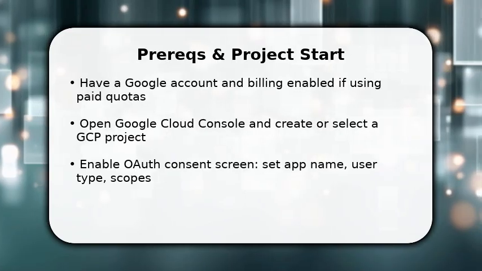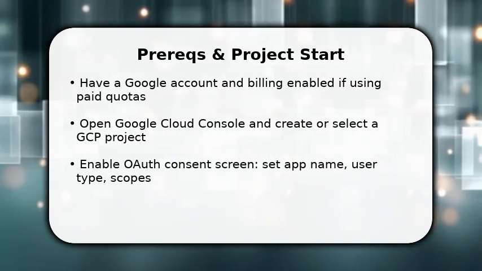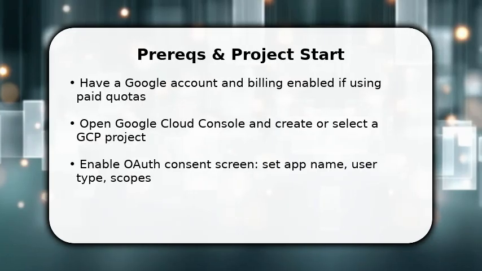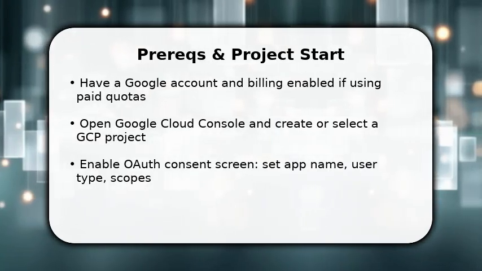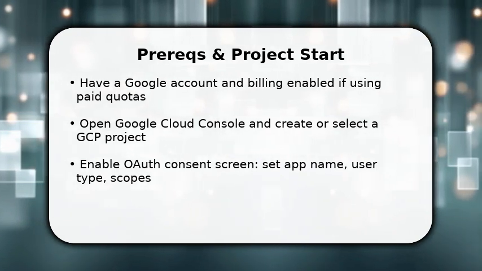Next, configure the OAuth consent screen so users and testing accounts are defined. Make sure you pick internal or external correctly and add the basic scopes you'll need. These steps let the console present your app when requesting access to sheets.